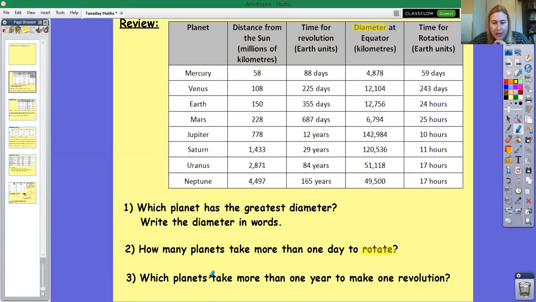So third question, which planets take more than 1 year to make one revolution? A revolution is another word for turn, I suppose. So an orbit, completing an orbit. So that's another key word, isn't it? We might need to think about where revolution comes in our columns. So pause the video now for a moment and have a little go at the review task, and then I'll go through it with you in a moment.